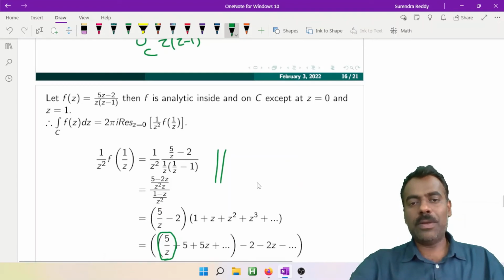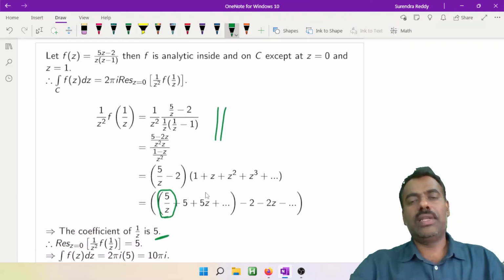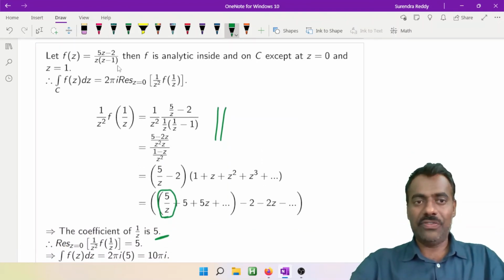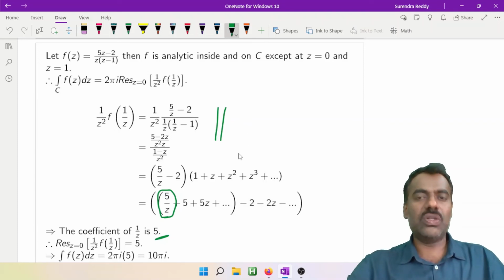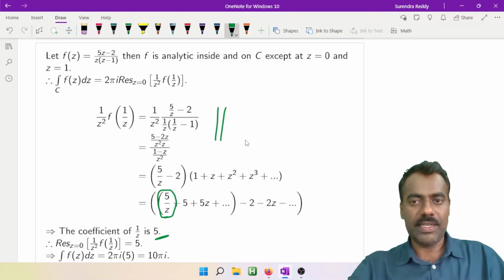So in the previous problem and here it looks small, right? But if you have more residues, then you will actually see the difference in the usefulness of this result.